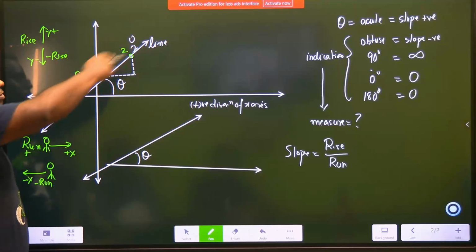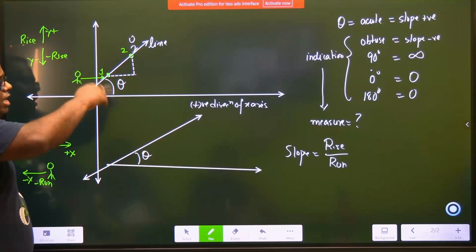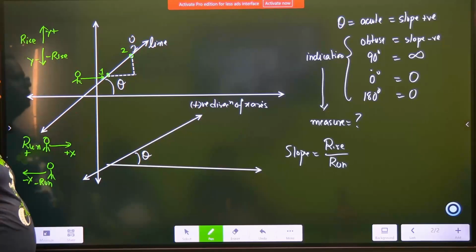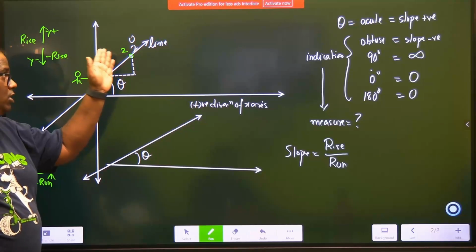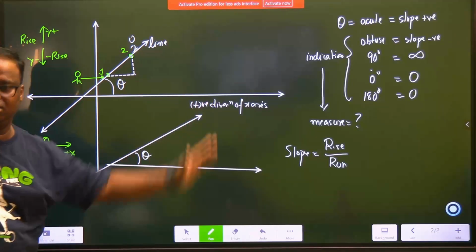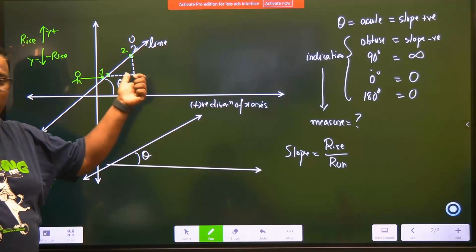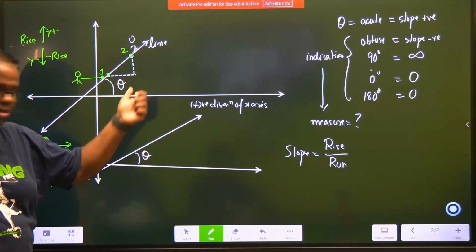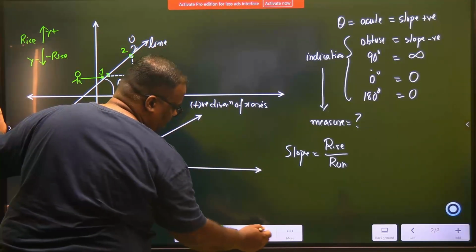We know the slope of this line is what? Positive. Why is it positive? Because the angle is acute. Let us prove it. How about our rise? Our rise will be on top, positive. And once we go here to reach 2, which direction will you run? X direction. So our run is always positive. So the slope becomes positive. Have we understood?